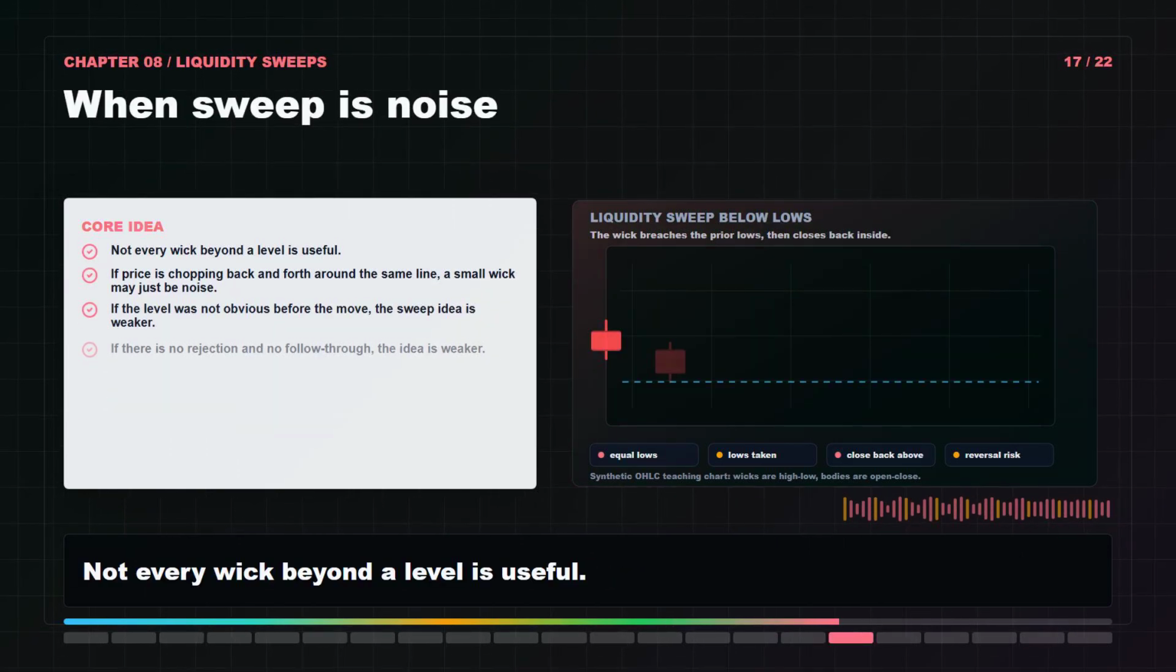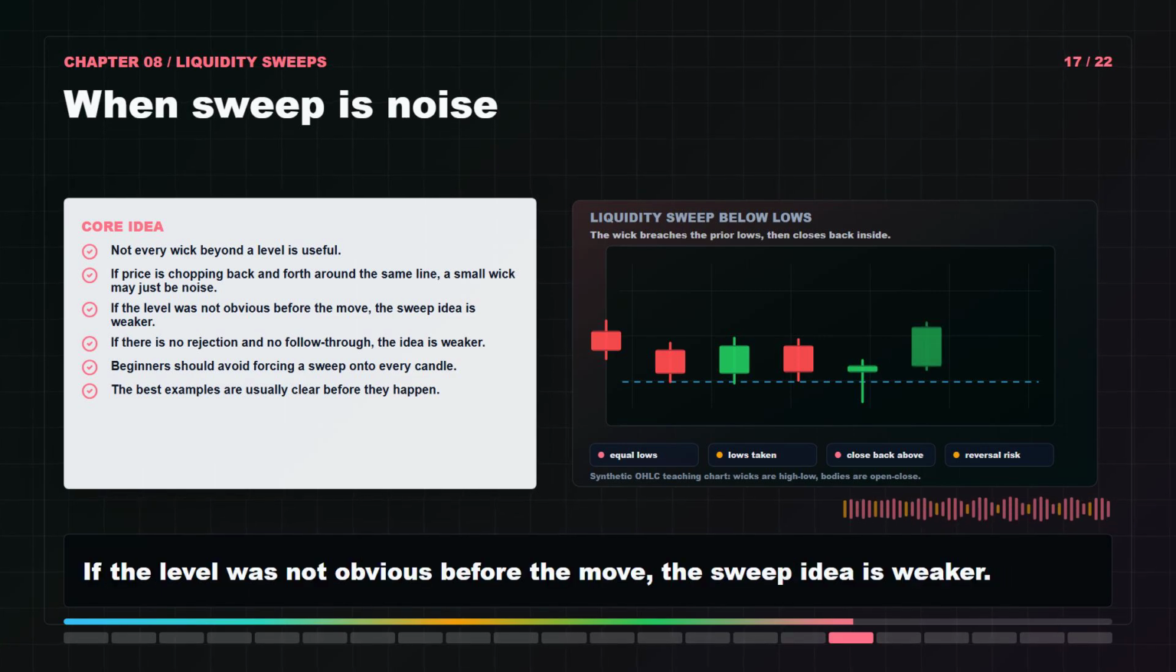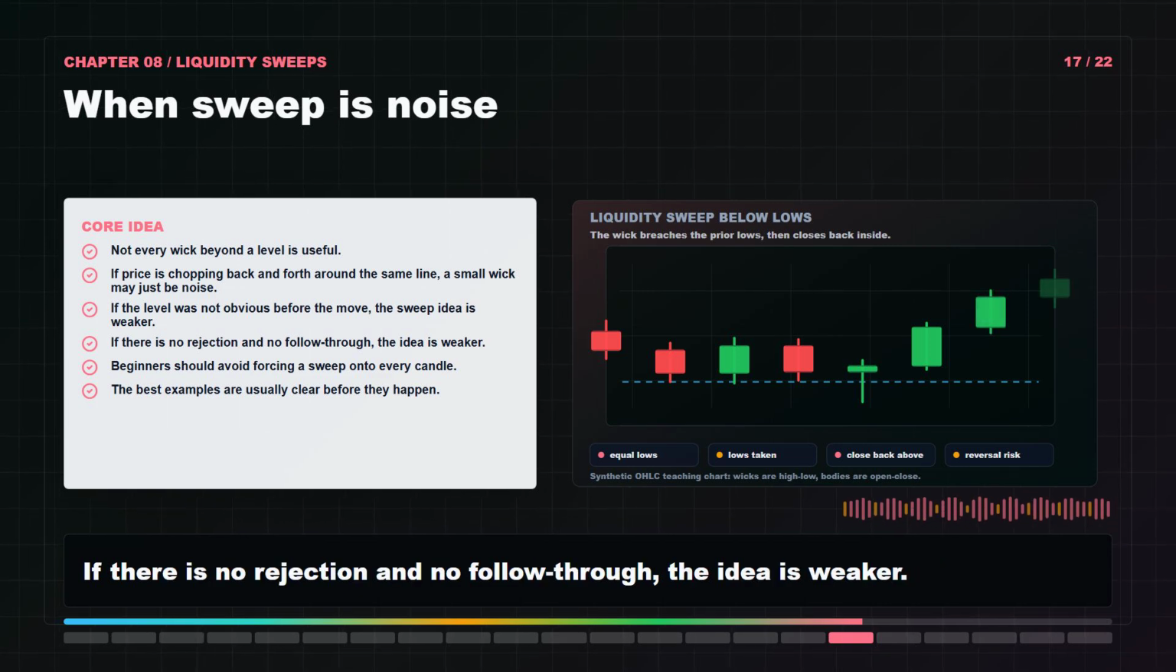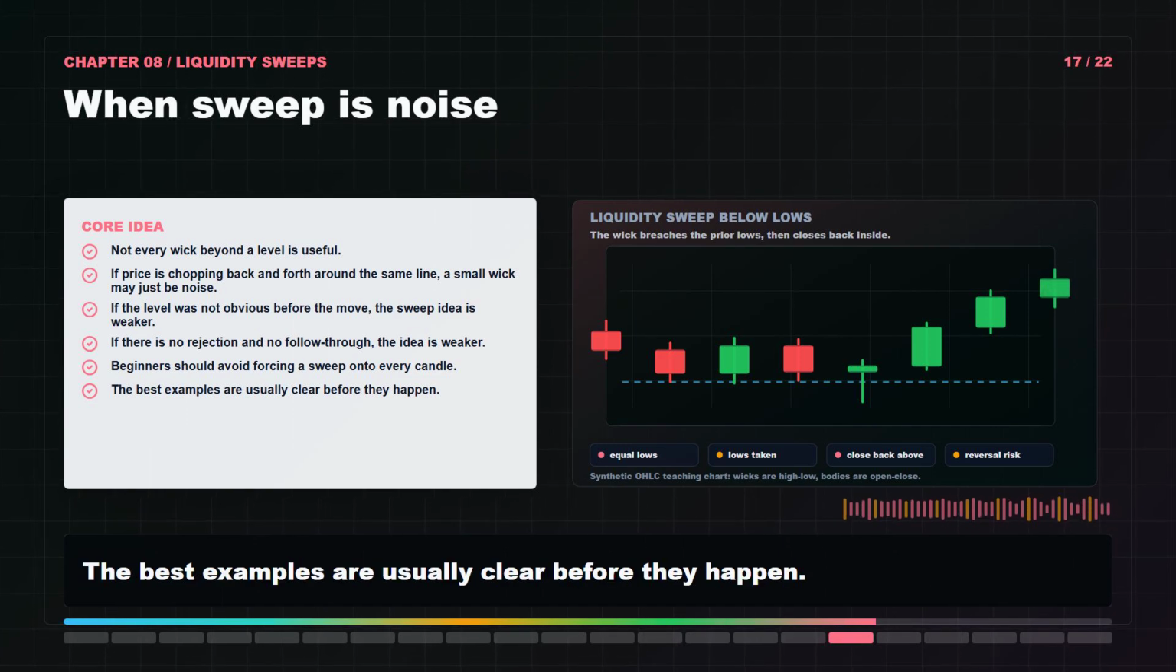Not every wick beyond a level is useful. If price is chopping back and forth around the same line, a small wick may just be noise. If the level was not obvious before the move, the sweep idea is weaker. If there is no rejection and no follow-through, the idea is weaker. Beginners should avoid forcing a sweep onto every candle. The best examples are usually clear before they happen.